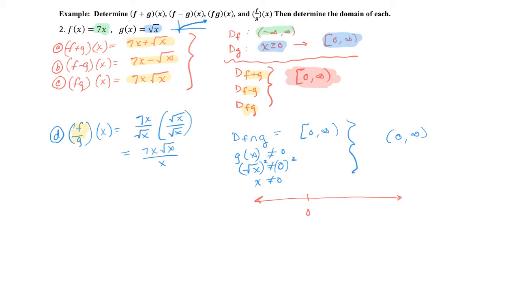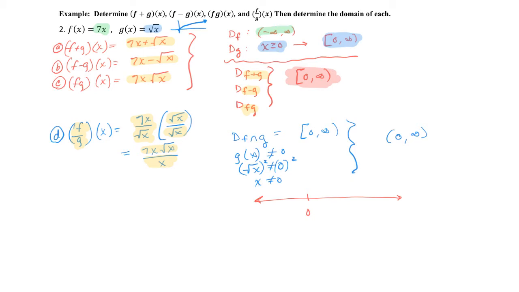So next we're going to find f divided by g of x. So that'll give me 7x divided by the square root of x. Now, if you remember back in middle and high school, you can't leave a radical in the denominator. We need to rationalize that. So to rationalize, we're going to multiply by the square root of x divided by the square root of x. And then my final answer will be 7x times the square root of x divided by x. And so that is the combination of f of x divided by g of x.